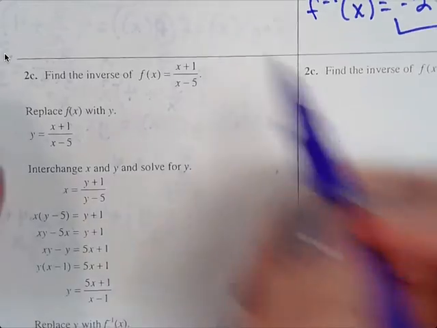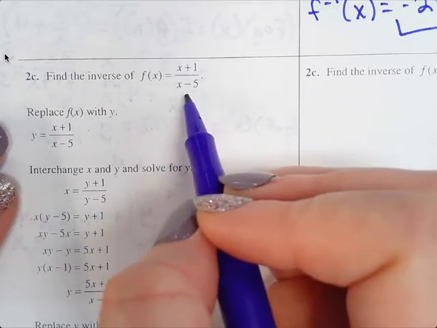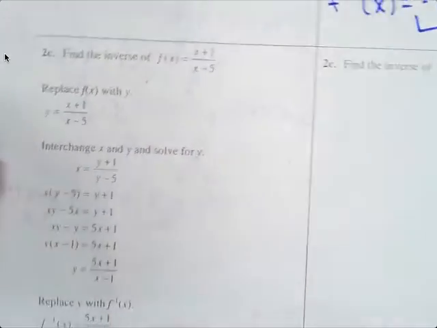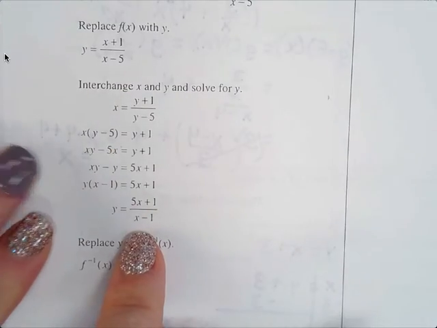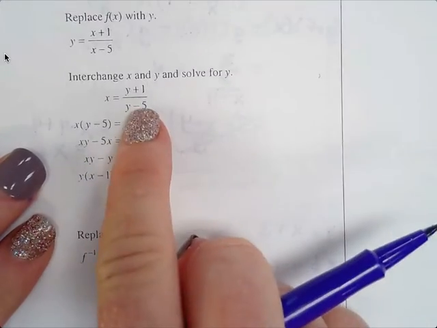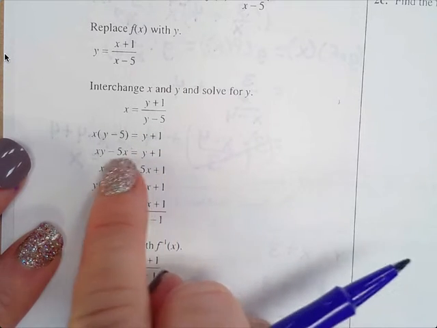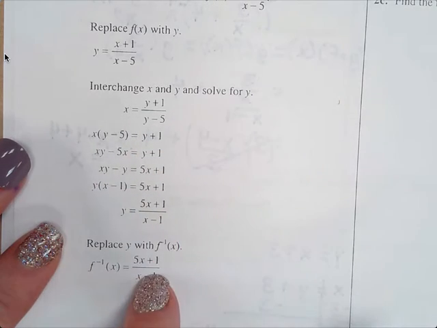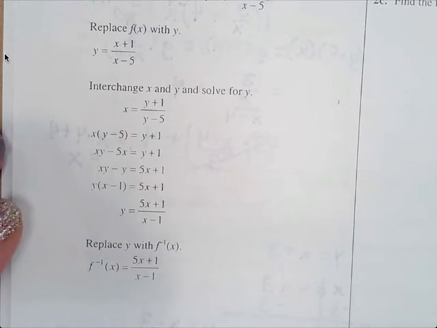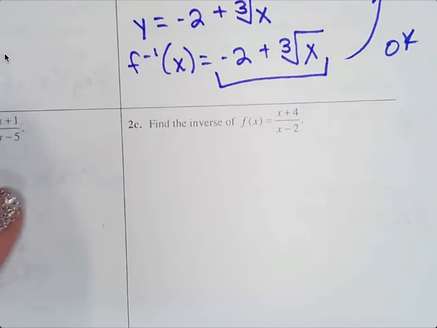Okay, so this has x plus 1 over x minus 5. So you're going to replace them. Then you're going to get rid of the denominator by multiplying both sides, distribute, and then keep on moving things till you get y by itself. So let's go ahead and do this one.